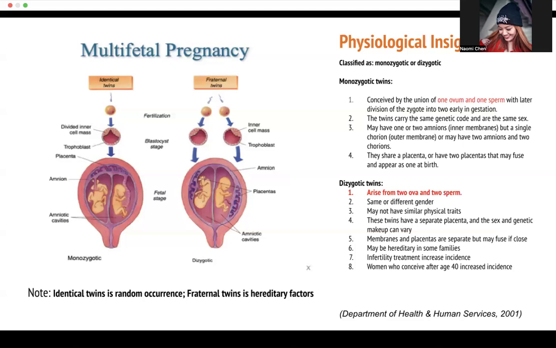Now we have a basic understanding of the difference between identical twins and fraternal twins. Just to sum up simply, identical twins are 1 sperm fertilizing 1 egg. Fraternal twins are 2 separate sperm fertilizing 2 separate eggs.